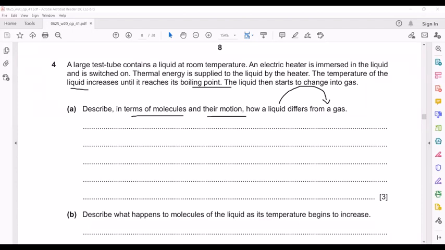If you write that the molecules become smaller, that is not a valid term. The reason is that the size of the molecule does not change, only the spacing between the molecules changes. So you should always mention that the space between the molecules is smaller in liquids as compared to that of gases.